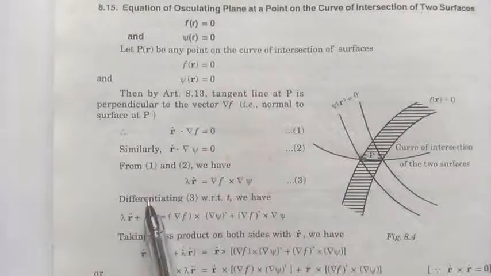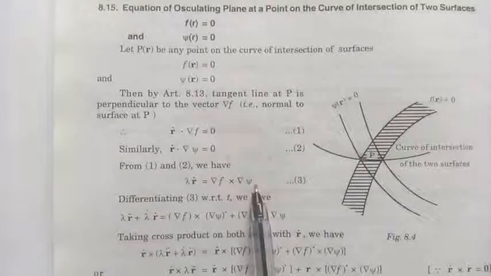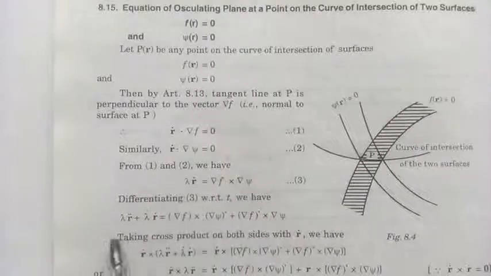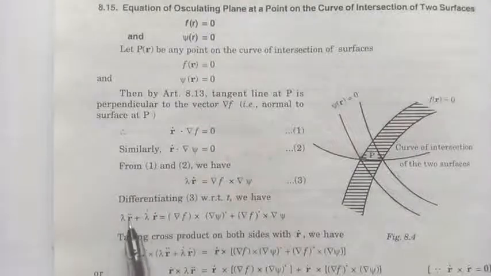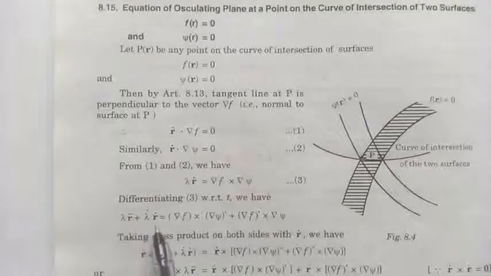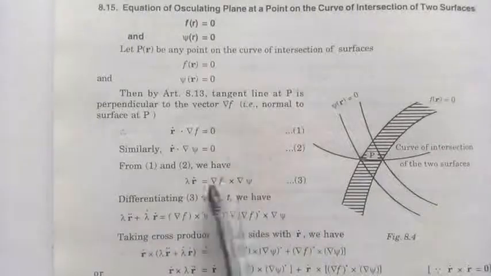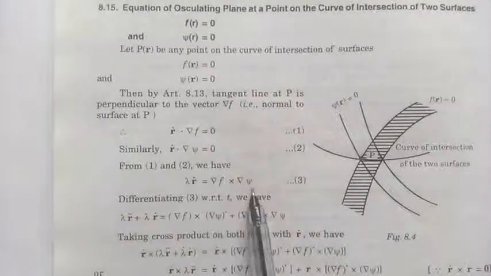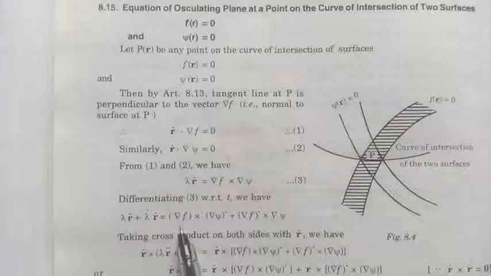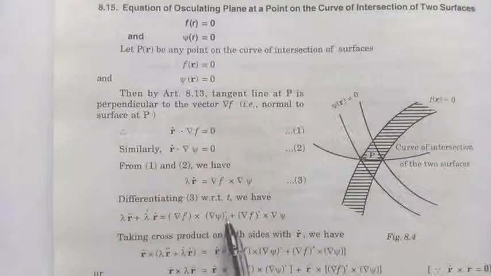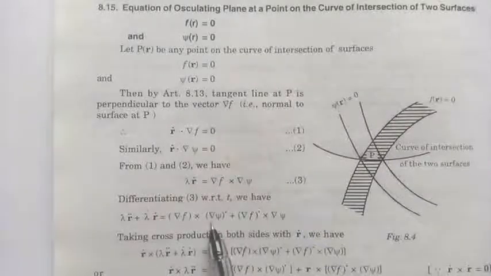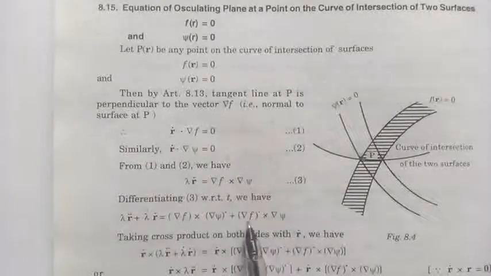Now differentiating this equation with respect to t by using product rule, first function as it is, the differentiation of r dot is r double dot, plus r dot as it is, the derivative of λ is λ dot. And here again by using product rule, first function gradient f as is, and the derivative of gradient ψ, plus gradient ψ as it is, and the derivative of gradient f.